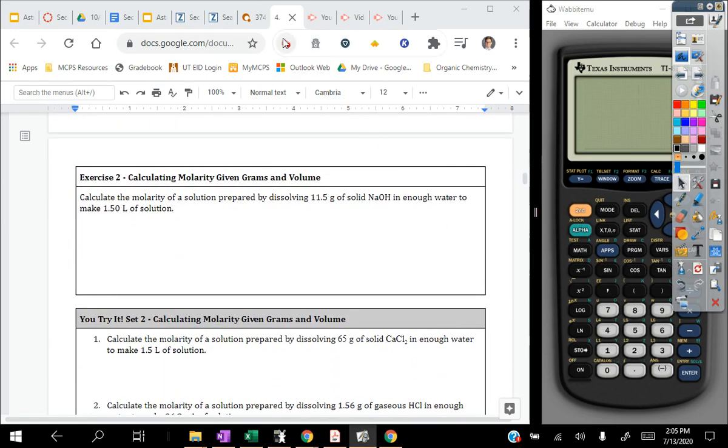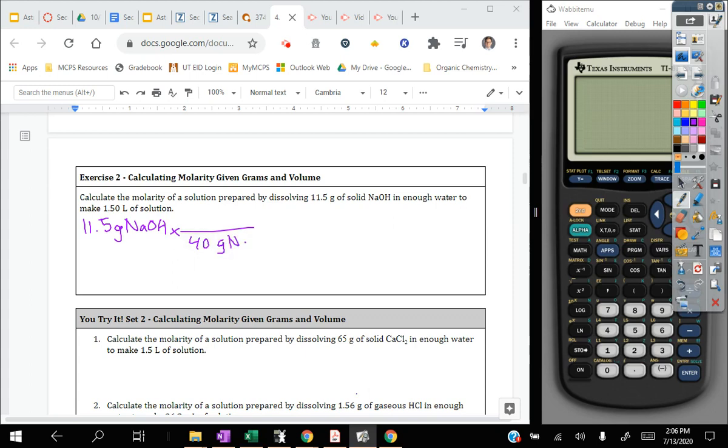Let's do a calculation. Let's keep an eye on our time. Okay, exercise 2, calculate molarity given grams and volume. Calculate the molarity of a solution prepared by dissolving 11.5 grams of solid NaOH in enough water to make a 1.50 liter solution. So here I am given grams and liters, but I need moles and liters in order to find the molarity. So the first thing I need to do is convert my 11.5 grams of NaOH into moles. When I add up the molar mass, 22.99 plus 16 plus 1.01, I get exactly 40 grams of NaOH for every 1 mole of NaOH.